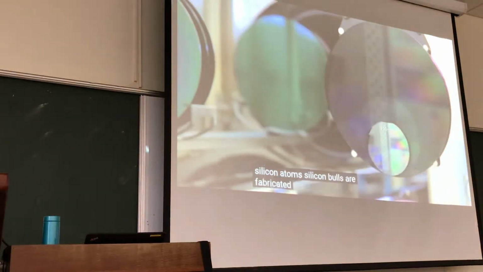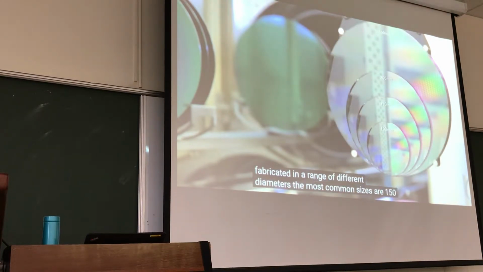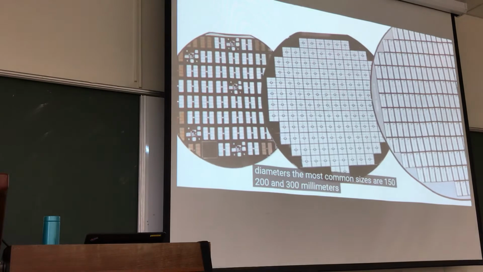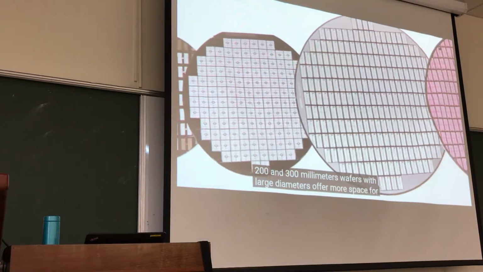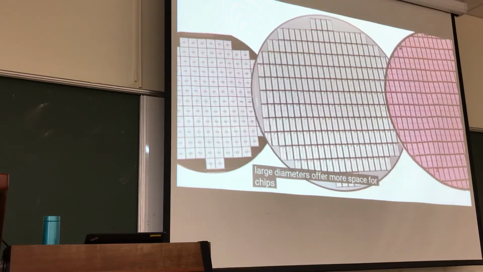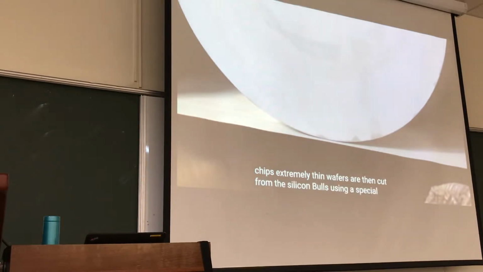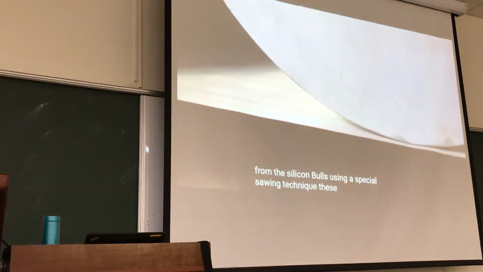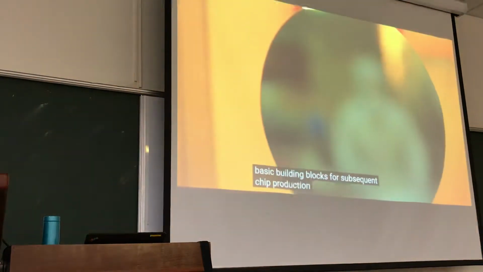Silicon boules are fabricated in a range of different diameters. The most common sizes are 150, 200, and 300 millimeters. Wafers with large diameters offer more space for chips. Extremely thin wafers are then cut from the silicon boules using a special sawing technique. These wafers are the basic building blocks for subsequent chip production.